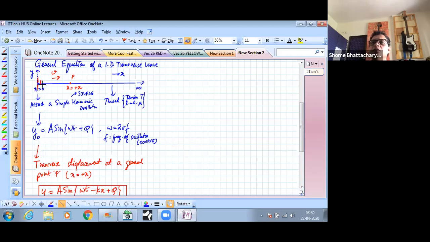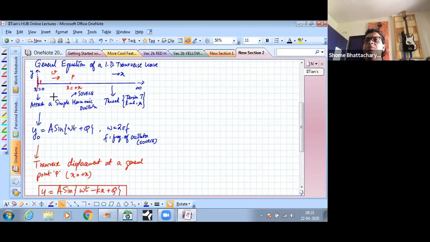But as a result of this transverse displacement of this point, every point that follows it also starts oscillating, because the energy of that oscillation is carried along the physical medium of the thread from particle to particle. And assuming that the thread is isotropic, so the tension is uniform everywhere, and also the linear mass density mu is uniform, it will be carried at a constant speed v.